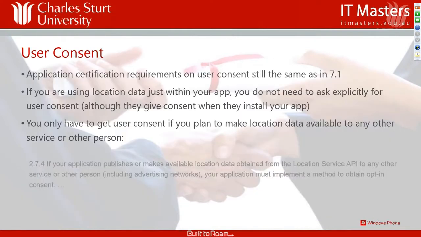Now, one thing to note is that the requirements for application certification are still consistent with Windows Phone 7.1. Now, in most cases, you don't need to prompt the user to turn on the use of location within your application. As part of downloading the application from the store, they'll actually get a prompt already, and that's just a form of consent. You do need to actually have an option within your application to turn location on and off, and the appropriate privacy policy to go with that. One caveat to that, though, is if you do plan to pass that location data onto another service, you do need to actually prompt and make it an opt-in policy as part of your application.